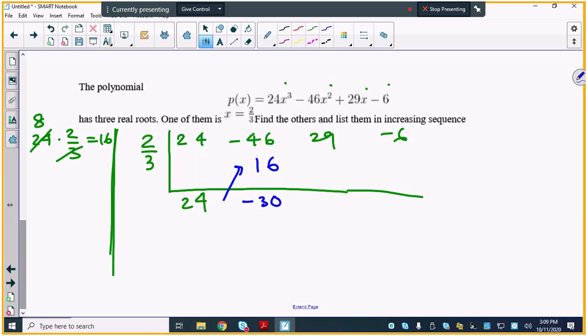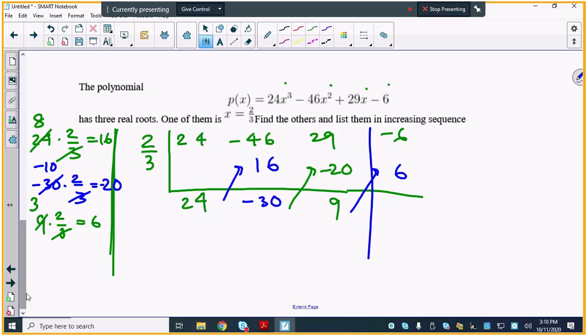And again, I need the calculation. Negative 30 times 2/3. 3 divides negative 30 gives you negative 10. Negative 10 times 2 is negative 20. So you put it up. Negative 20. 29 minus negative 20 is 9. So now I do 9 times 2/3. So 3 divides 9 gives you 3. 3 times 2 is 6. That is going to go up. And remember, we should have had the remainder equal to 0, which is true.